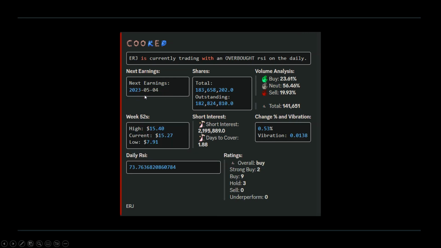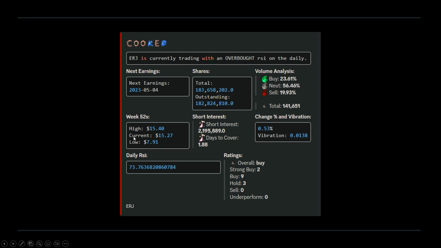Next, we have cooked, which is the opposite of oversold. This one is actually overbought. This is going to be the exact opposite. It's going to have the same data displayed, except this one is going to have an overbought RSI, or an RSI above 70 on the daily. So again, if you like to short, this could be an opportunistic short. Again, not financial advice. And same data displayed.